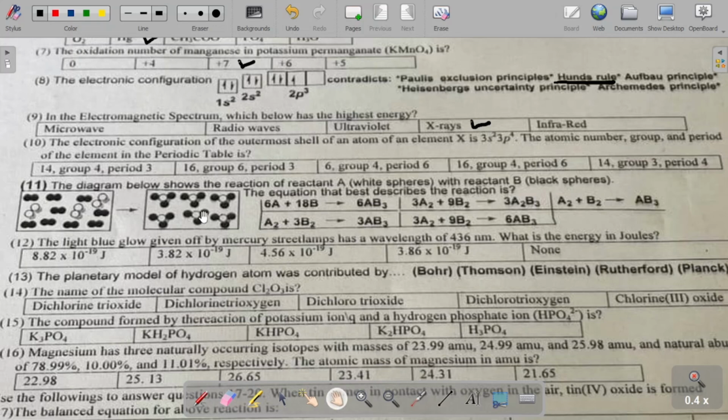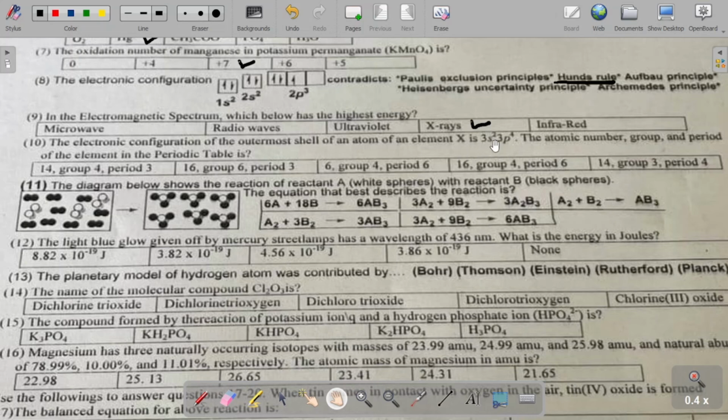All right, that's done. Number 10 says the electronic configuration of the outermost shell of an atom of an element is 3s squared 3p to the power 4. The atomic number, group, and period of the element in the periodic table is? Now, how do you solve this particular question? Our first task would be to write this in full. Don't forget they said this is the outermost shell. If you know how the SPDF configuration works, let's write it out in full. It will help us get the answer.